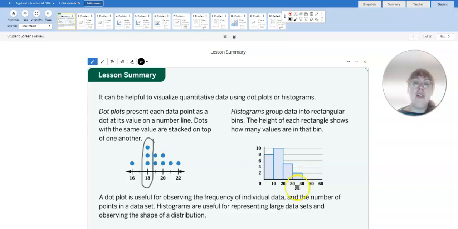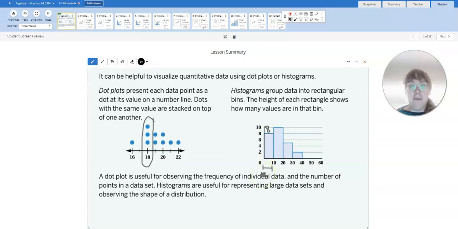And histograms on the right group data into these rectangular bins. So the height of each rectangle shows how many values are in that bin. Histograms are often used when there's more data, when we have to show more than just a few dots. So you can see that this first bin goes from 0 to 10. So there's 8 data points that are between 0 and 10.